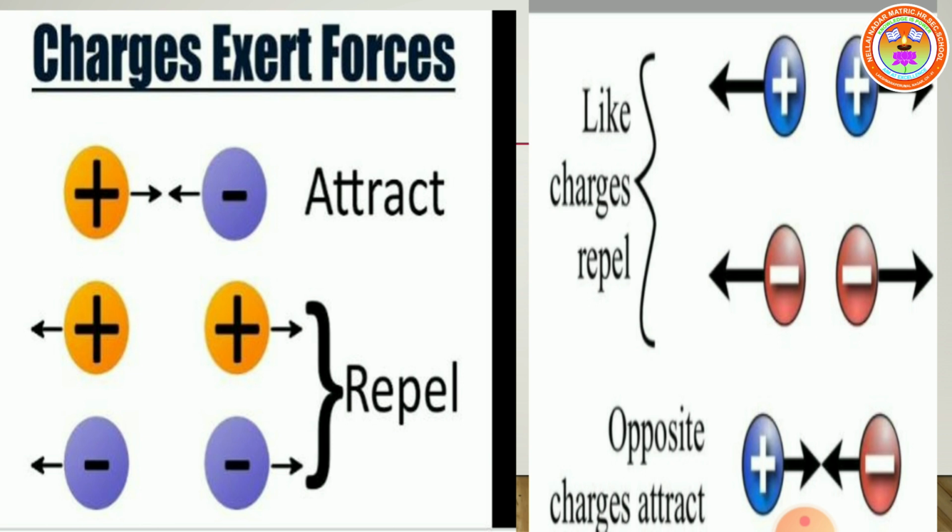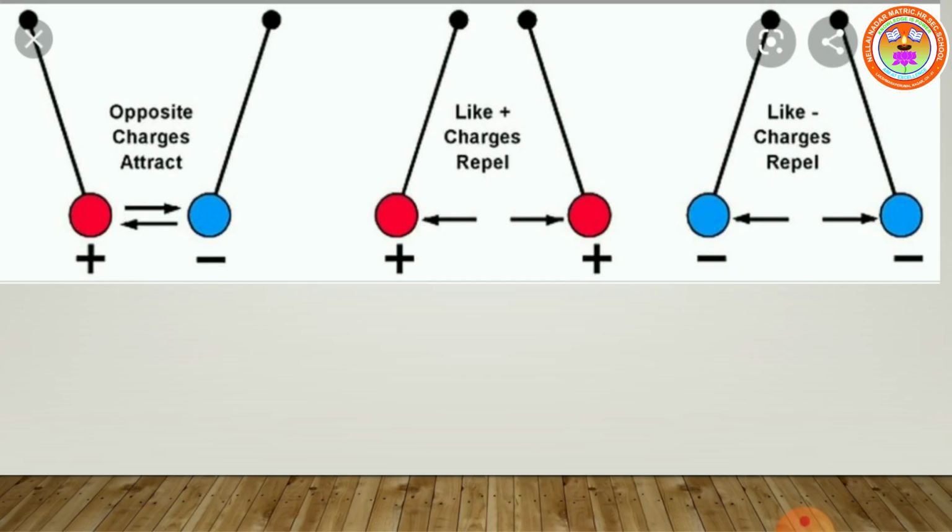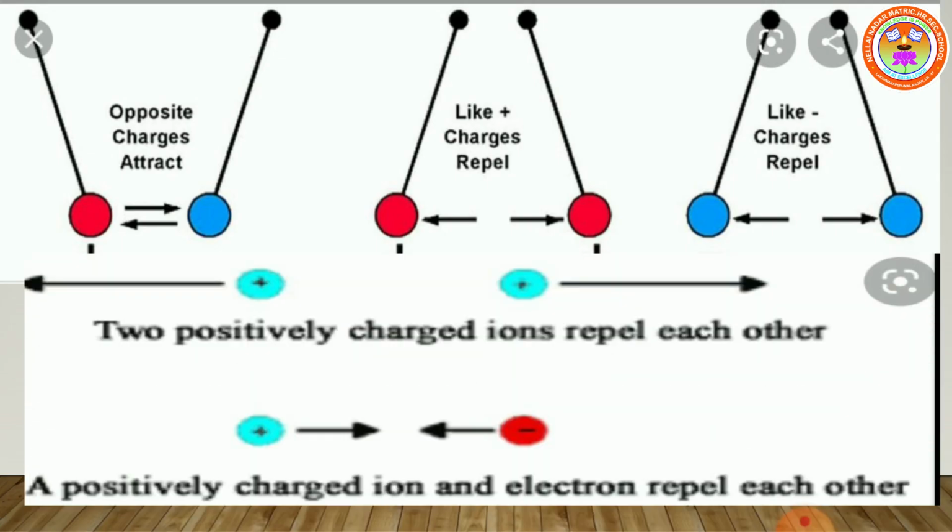So, electric charge is measured in coulomb. The symbol is C. The smallest amount of charge that can exist freely is called the elementary charge. That means the charge of an electron, e. Its value is 1.602 times 10 to the power of minus 19.